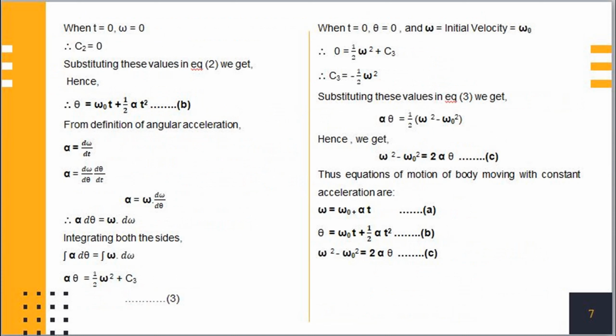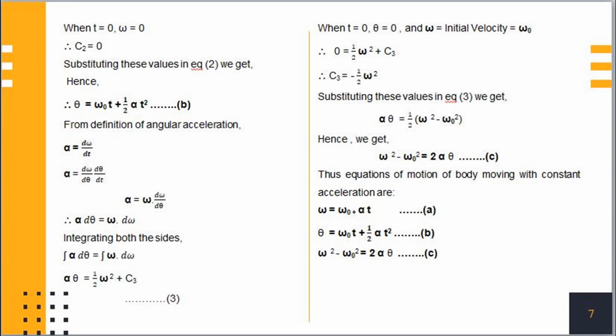When t is equal to 0, θ is equal to 0. Therefore c2 is equal to 0. Substituting c2 equal to 0 in equation 2, we get θ is equal to ω0 t plus 1/2 α t squared. This is the second equation of angular motion.